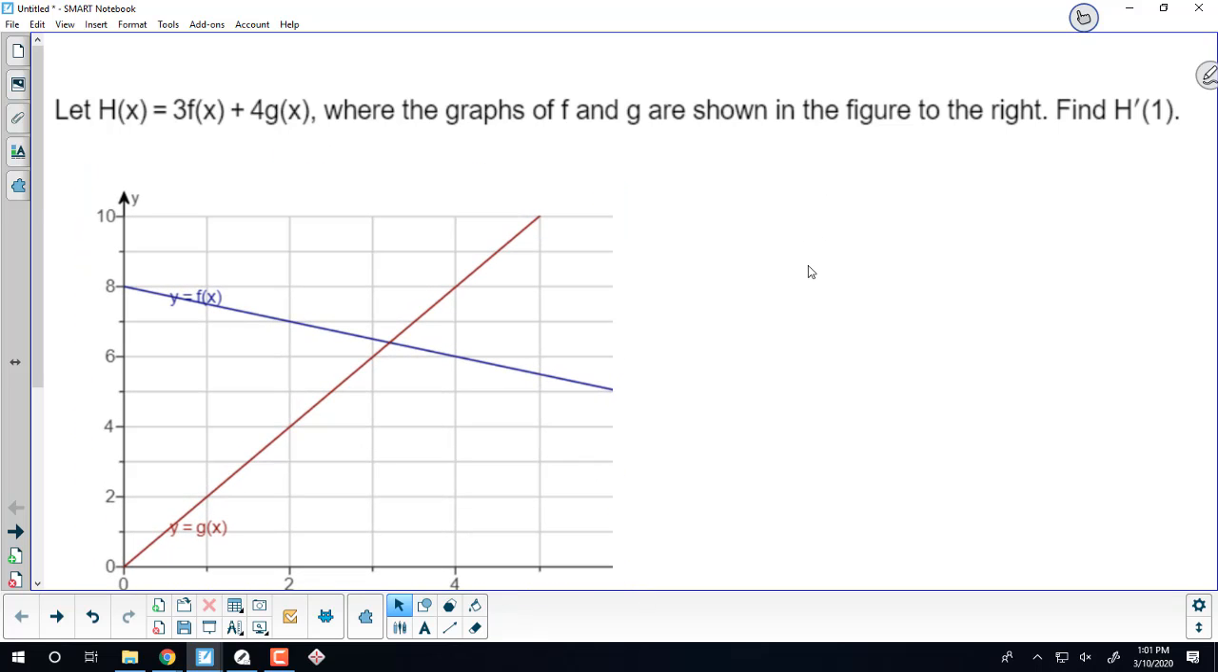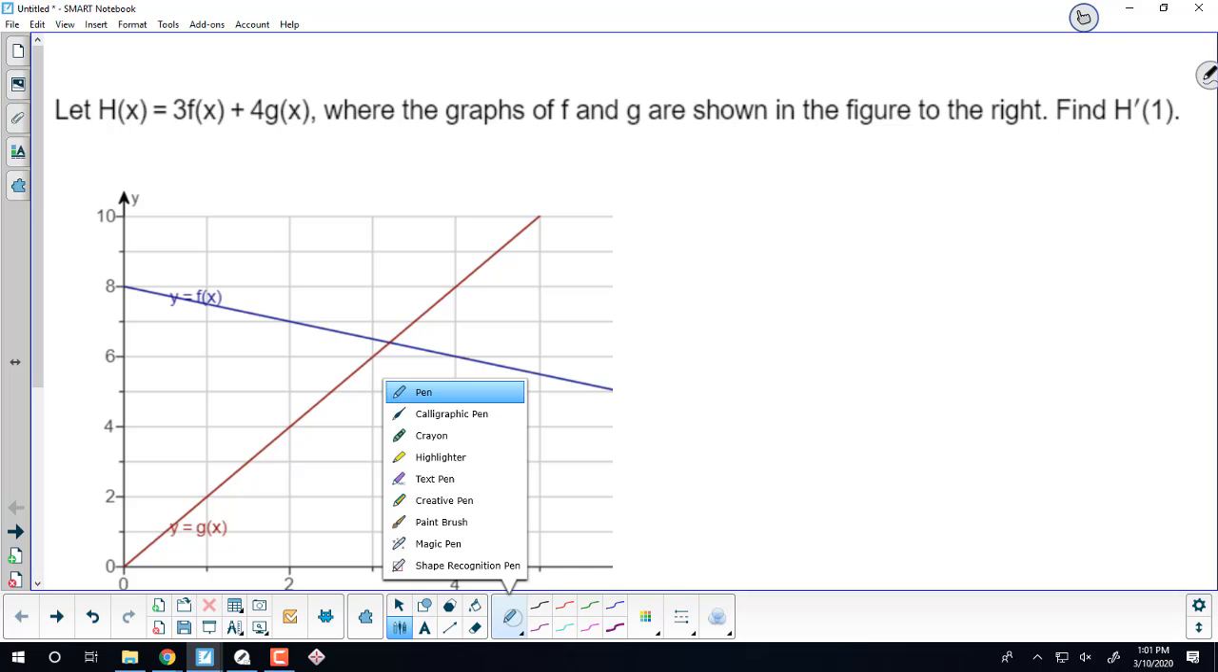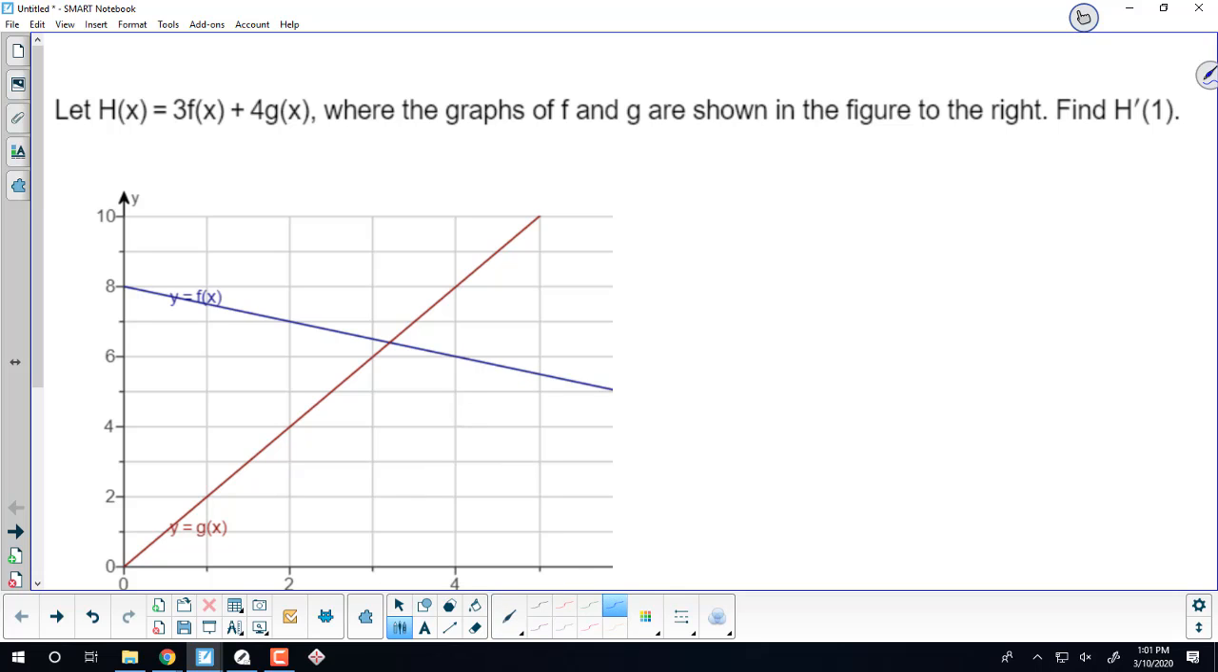Okay, so it involves a couple of things. We've got to know certain derivative properties to take the derivative of capital H. So if we look at h prime, what would h prime be? Well, we need to find h prime of 1, right? So we have to have the h prime function to plug 1 in before we are able to determine that. It would be 3f prime x plus 4g prime x.